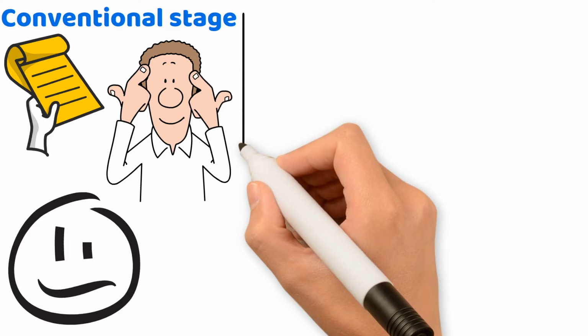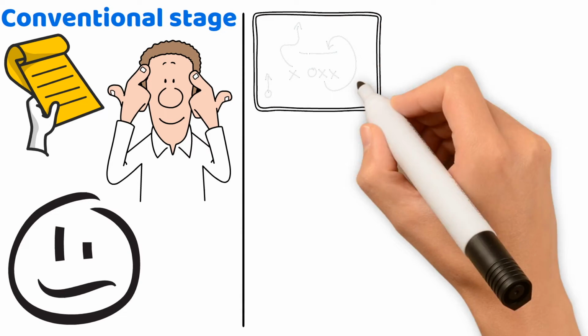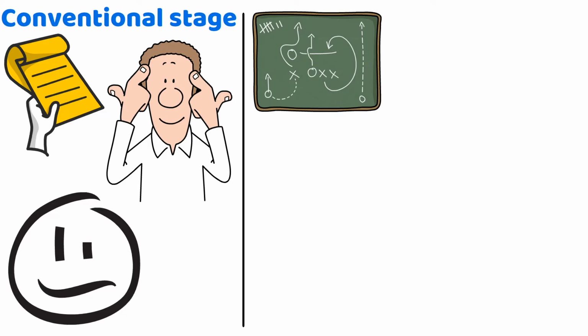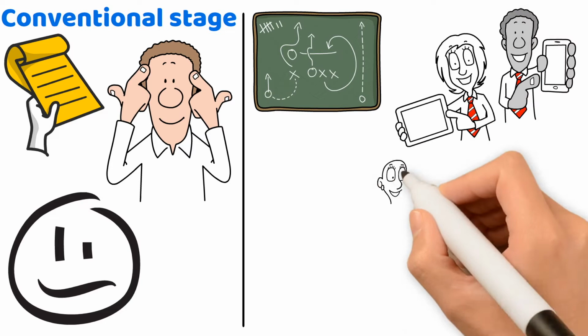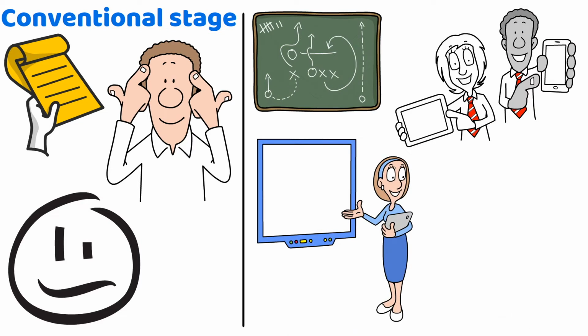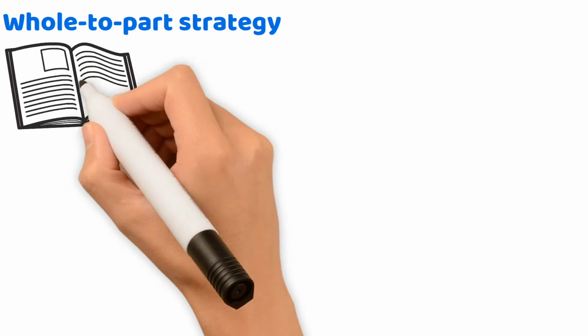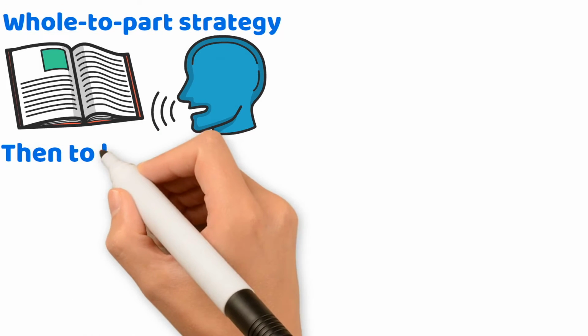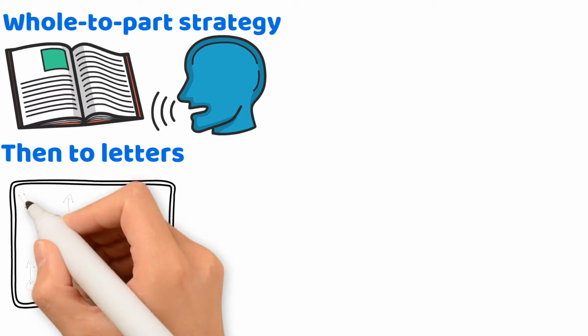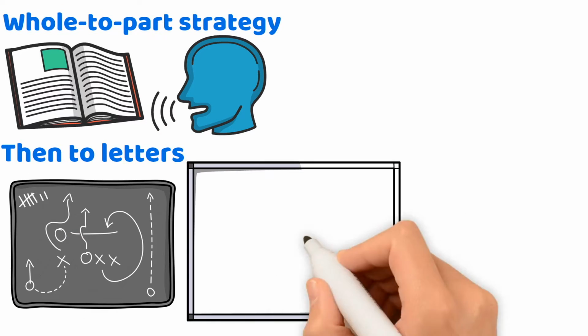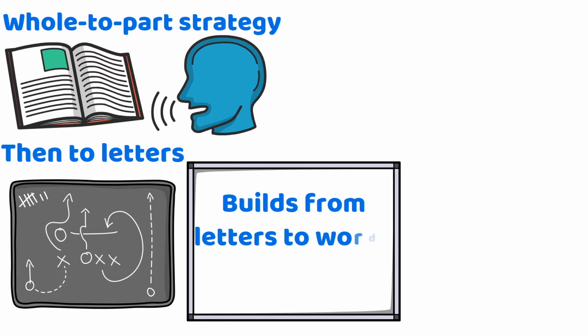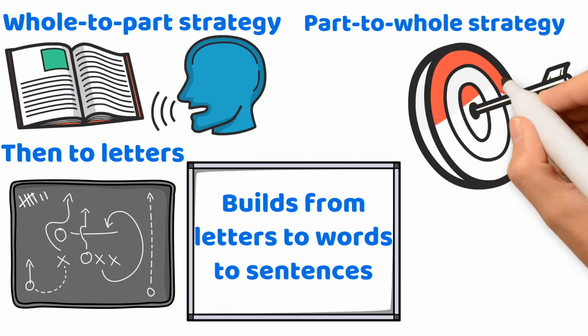Now it's time to move on to effective instructional strategies that you'll want to look for on test day. Keep in mind that as educators, our approach to phonics and sight words must be both systematic and direct. Employ the whole-to-part strategy, where you start with a sentence, break it down to words, and then to letters, embedding context and meaning. Alternatively, the part-to-whole strategy builds from letters to words to sentences, focusing intensely on phonics skills.